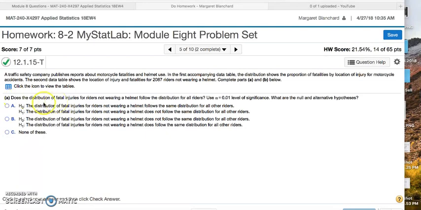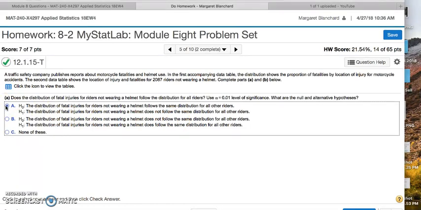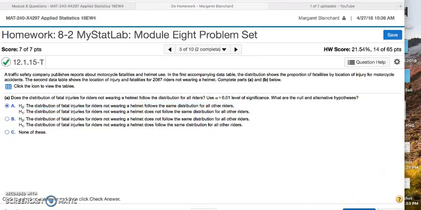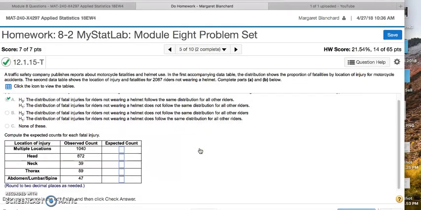So here, part A, the distribution of fatal injuries for riders not wearing a helmet follows the same distribution as for all riders. We can just double check. Part B says does not follow. So we know that we want the null hypothesis to be the same. The alternative is for them not to follow the same distribution. Let's check that. Nice work.